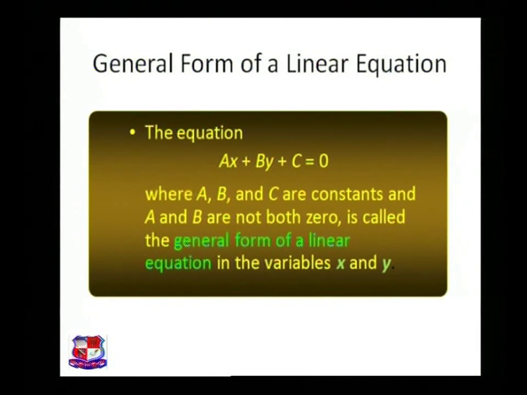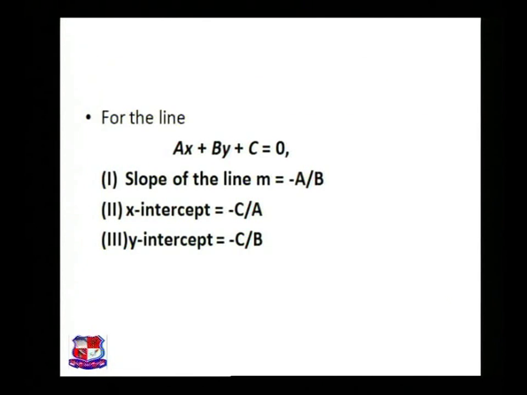And the next very important thing: if we are given the equation of a line in the form ax plus by plus c, and we want to find the slope of that line, then directly using the values of a, b and c, we can find the slope of that particular line. We can find the x-intercept and the y-intercept as discussed here. For the line ax plus by plus c is equal to 0, the slope of that line m is given by minus a upon b.